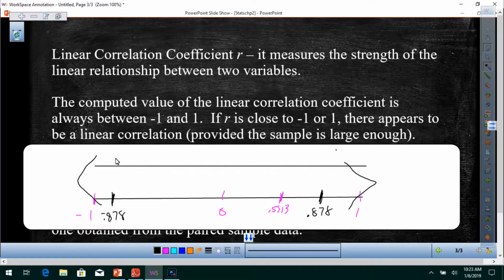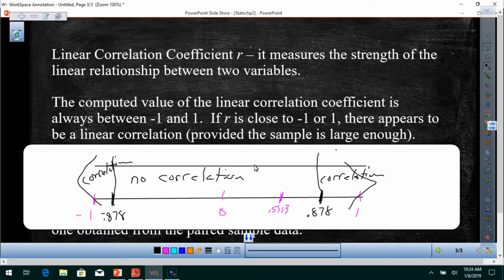Well, negative 0.878 to 0.878 is the no correlation area. And over here is your correlation area, and over here is your correlation area. This would be a strong positive correlation. This would be a strong negative correlation. This here is no correlation.